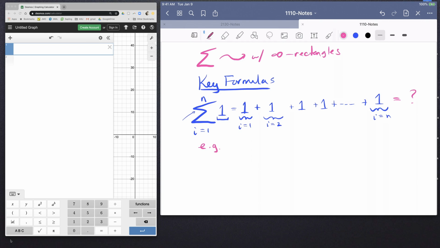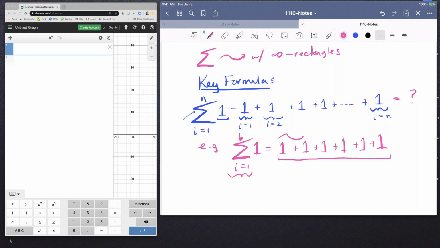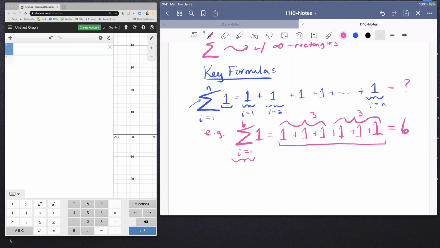As an example, we could look at the summation from i equal to 1 to 6 of 1, and that would be 1 plus 1 plus 1 plus 1 plus 1 plus 1. This sigma notation is a nice condensed notation for something that you don't want to keep writing over and over again. Here are 3 ones and here are 3 more ones, and so that makes a total of 6 ones. In general, the larger the number gets, like 200, if you sum 1 from 1 to 200, you would get 200.